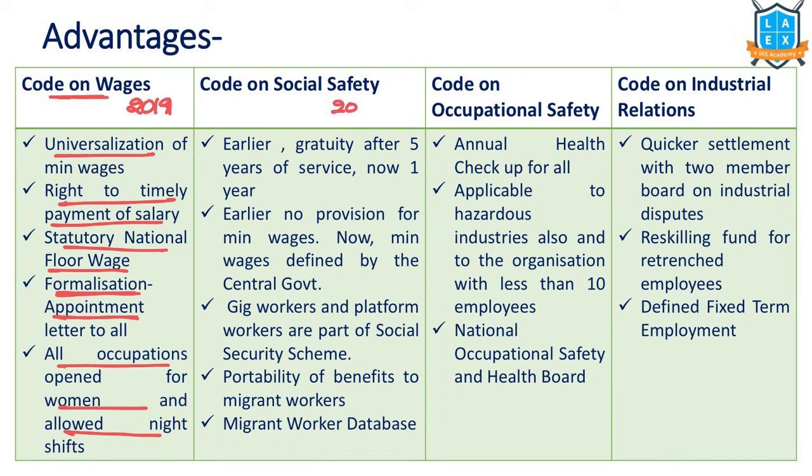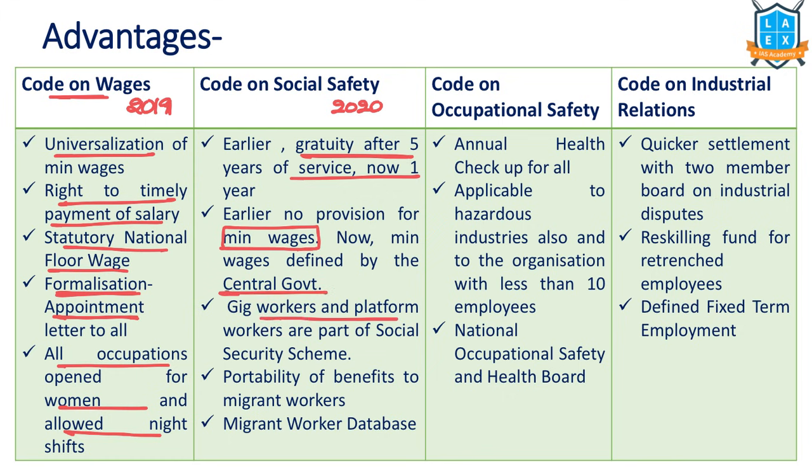Code on Social Safety was passed in the year 2020. Earlier, gratuity after 5 years of service was provided. Now, within 1 year, gratuity is provided. Earlier, no provision for minimum wages. Now, minimum wages are defined by the central government. These are fixed by the state governments.